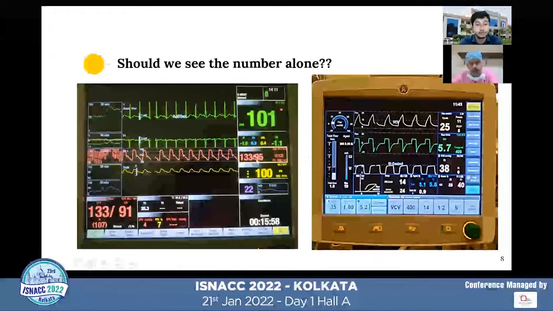Even for blood pressure, we see the arterial waveform, and only then do we see whether the value is correct or not. Similar is the situation with the pulse oximeter also. Always we trust the waveform, then we see the number. Only then will we come to a conclusion that the number is trustable. Even for ventilator parameters, like ETCO2, though it gives a number, we always see the waveform also.